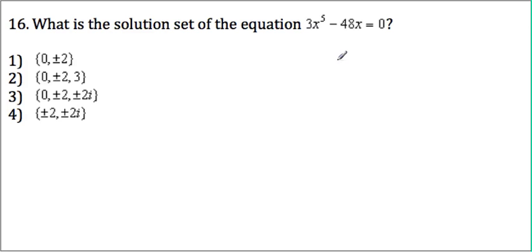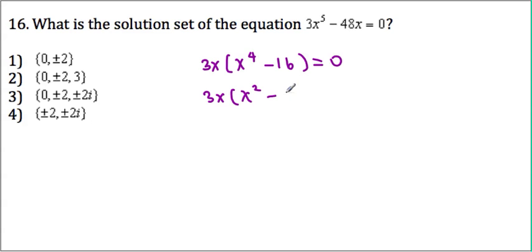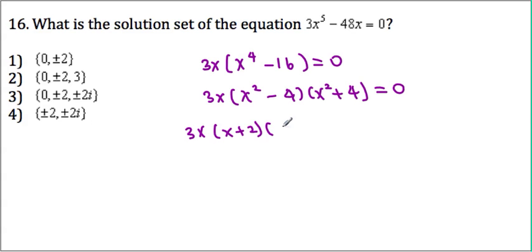Similarly to before, what we're going to be doing is we will just factor this as much as we can. So first we can factor out 3x. Then here, x to the 4th minus 16 equal to 0. Once you factor this, we get 3x, x squared minus 4, and x squared plus 4. You see, we can factor this one, but we cannot factor this. So we end up getting 3x, because this one is a difference of squares once again, x plus 2 and x minus 2. On the other hand, here it will be simply x squared plus 4 is equal to 0.